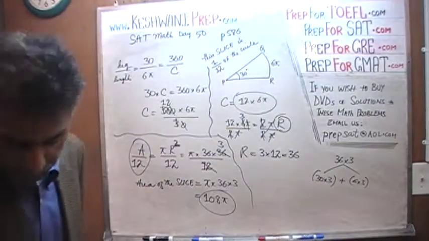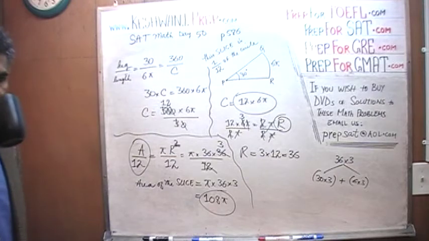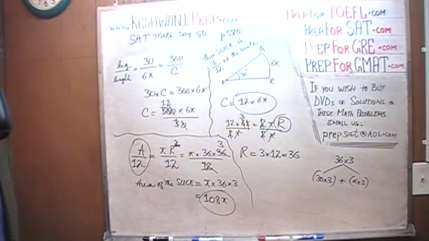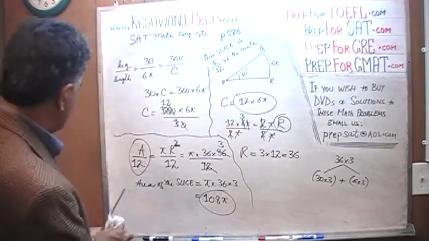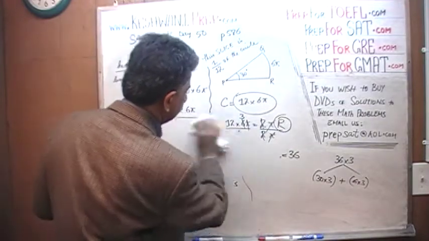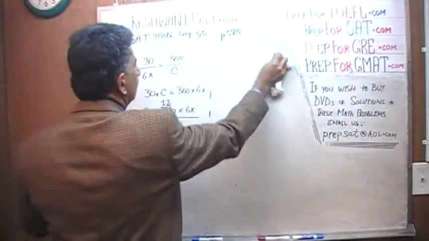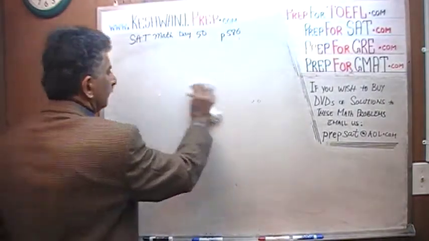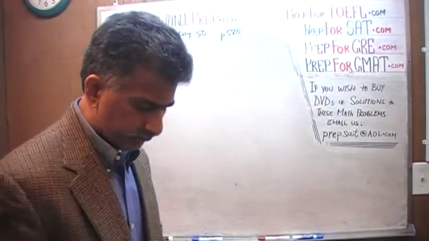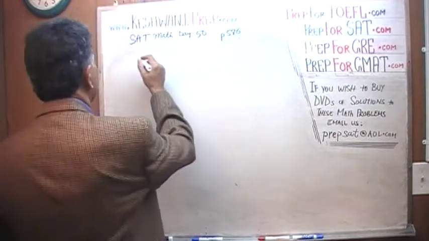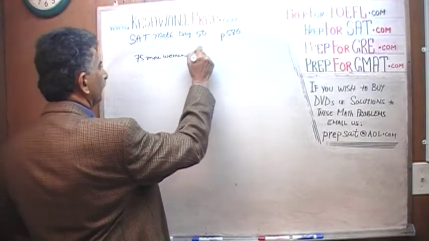Let's do the next one, shall we? Number 20, the most difficult one. I'll give you a second here. Number 20. Number 20 says, there are 75 more women than men. All right. 75 more women than men.